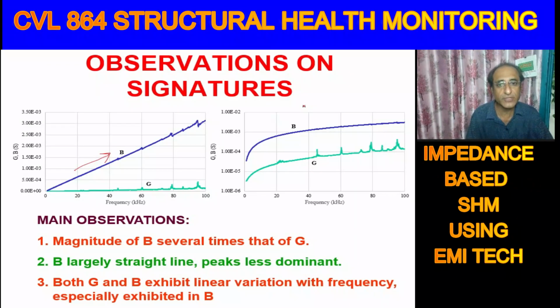So don't go with this figure. This figure is on a log scale. But in this figure, which is on the normal usual scale, you will see that they are linearly increasing with frequency. Why are they linearly increasing with frequency? Because there is omega. If you see the expression, omega is outside.